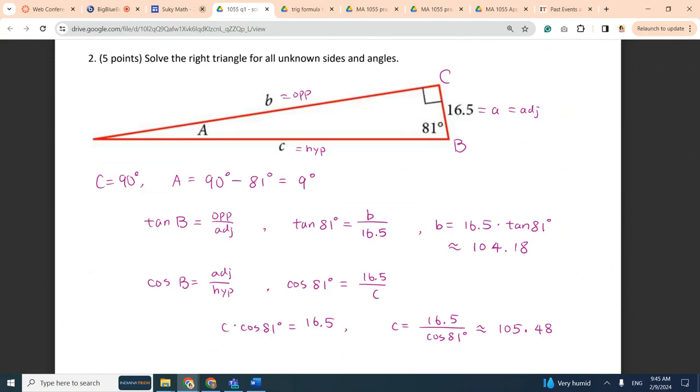And then here, to find C. C is the hypotenuse, and this is the known side, adjacent. Which trig function: adjacent, hypotenuse? Cosine. So cosine 81 degrees is 16.5 over C. Both sides multiplied by C, because we don't want the C in the denominator. Then both sides divided by cosine 81 degrees. Yes, everybody? So plug in your calculator, we get 105.48. Okay.